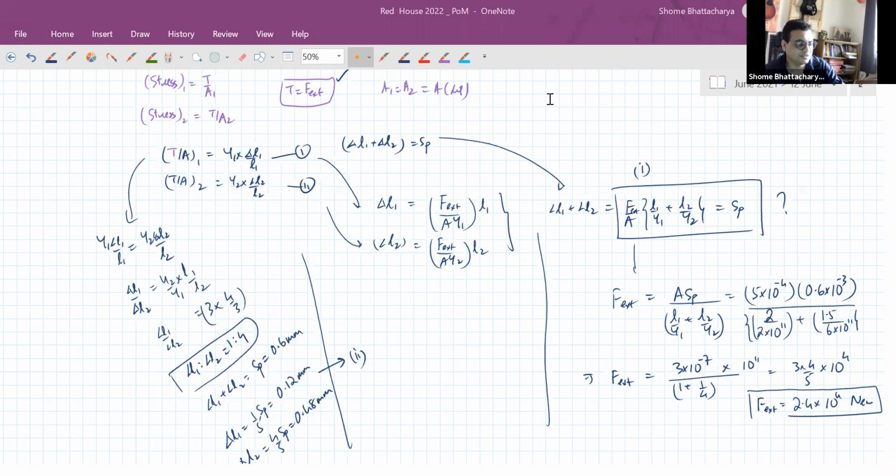So we can see that within elastic limit, the longitudinal elasticity of a material makes it behave like an ideal spring. Like an ideal spring has a spring constant K. This kind of longitudinal material has an equivalent force constant of AY by L, where A is the area of cross section, Y is the Young's modulus, and L is the length. So we can replace this kind of longitudinal material with an equivalent spring of force constant AY by L. So this is like a series combination of two springs. So we can also do the problem that way.